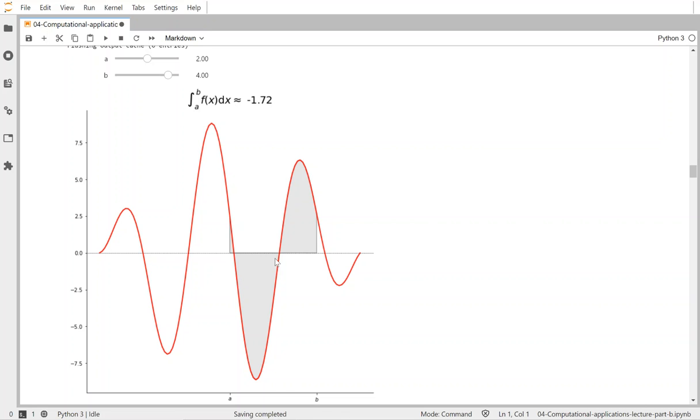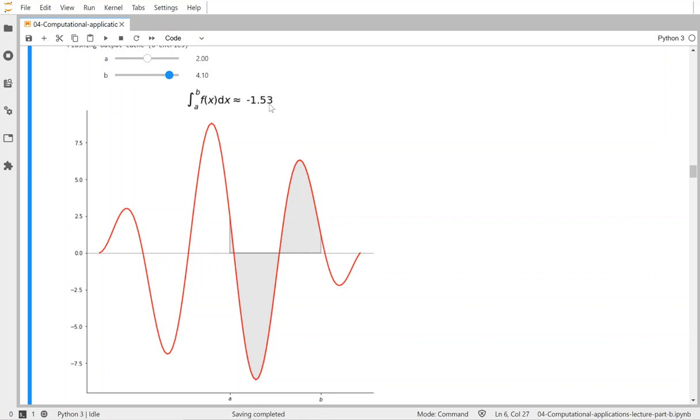Does it seem reasonable? Well, if you look at the amount of gray that is above this horizontal axis, it certainly seems less than the amount of the gray area that's below the x-axis. So it certainly seems reasonable that this value is negative. Now, if I increase b just a touch to move over here, I should accumulate more positive area, and while it will probably still be negative, it should be greater than -1.72. So let's see if that's correct.